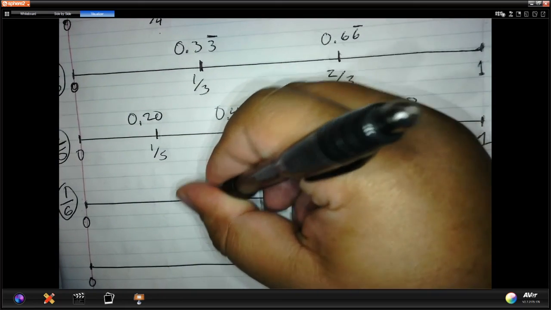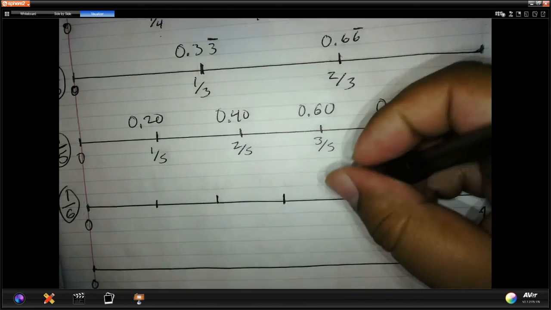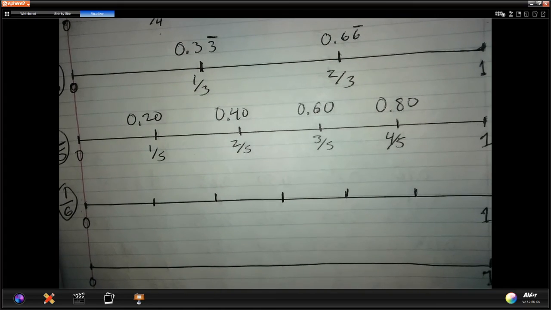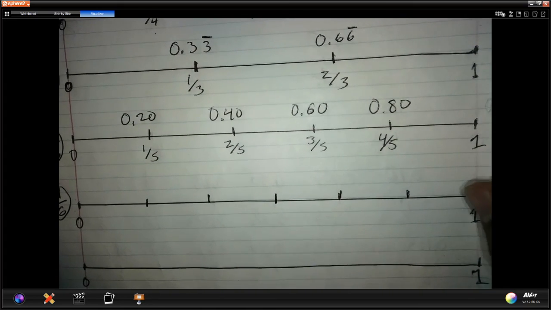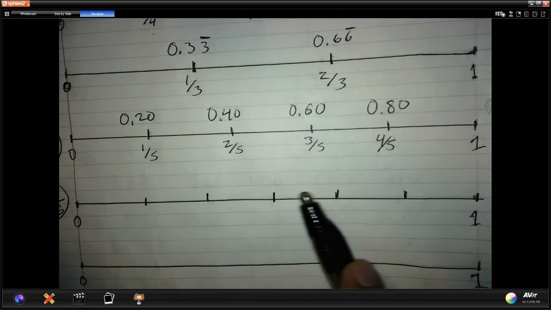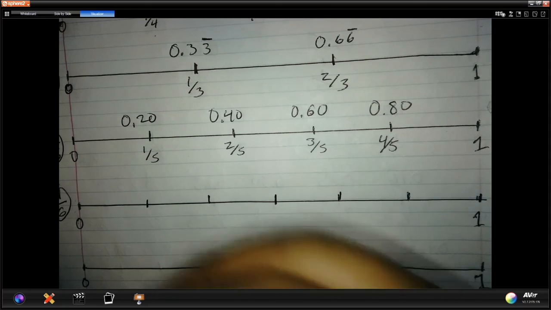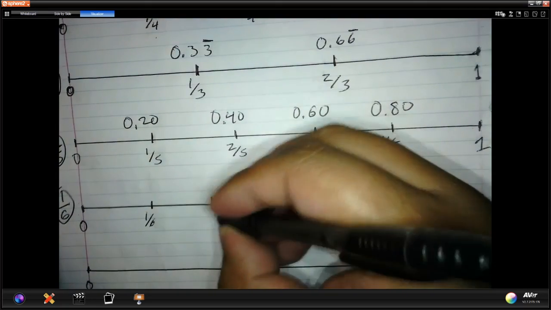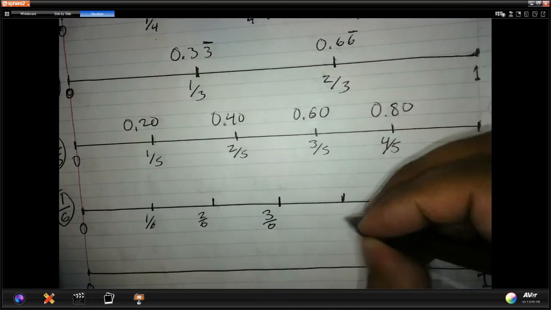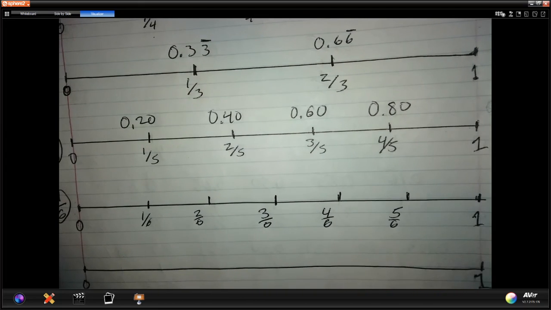Then let's make 1, 2, 3. Oh, geez. 4, 5, and 6. Okay, just to prove to you guys that those are 6 spaces: 1 space, 2, 3, 4, 5, and 6. So there are 6 spaces. So this is 1/6. This is 2/6. This is 3/6, 4/6, and 5/6.